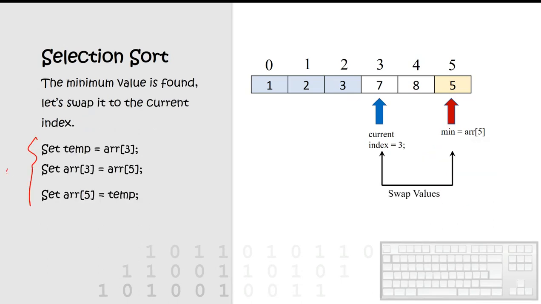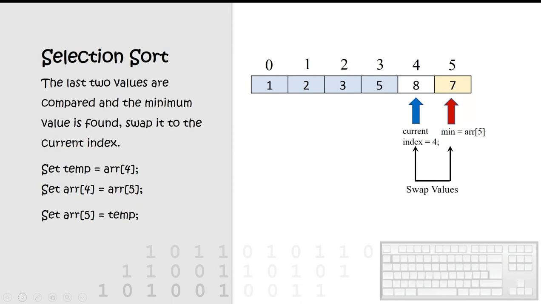So here's our swap. You see that temp is now going to store 7. We are going to change the value at the index 3 to be equal to 5. And then we're going to say, let's put our temp value back at index 5 so we don't lose that data. So we expect 5 to be stored here, and 7 to be stored in the last box.